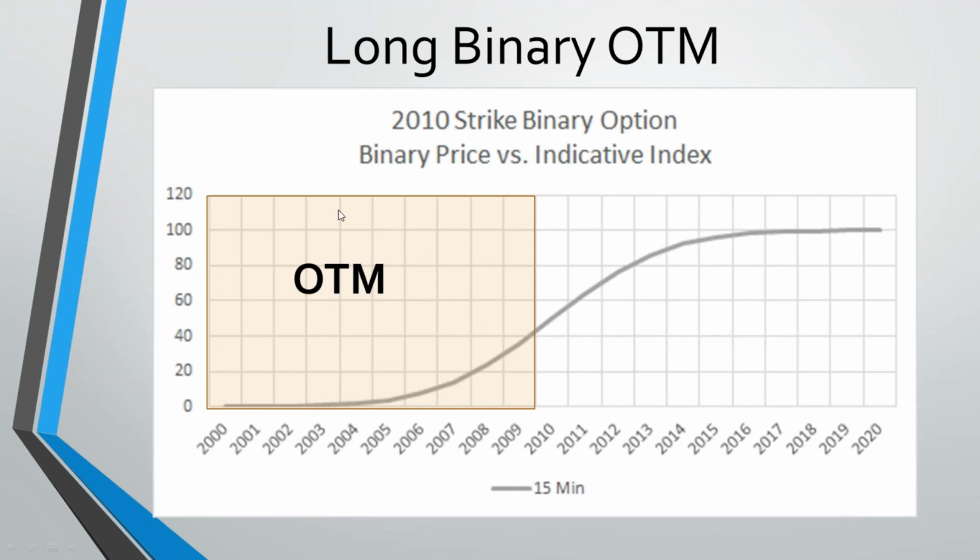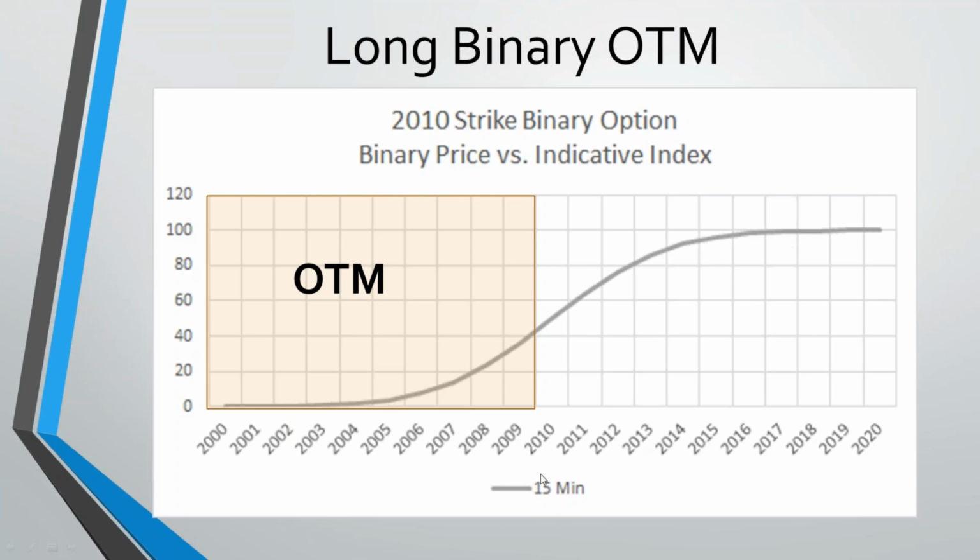Here's a graph that we'll be using repeatedly. This shows a long binary out-of-the-money option. This is the out-of-the-money section. It's got a 2010 strike, so anything highlighted in this light color is out of the money, including right up to at the money.